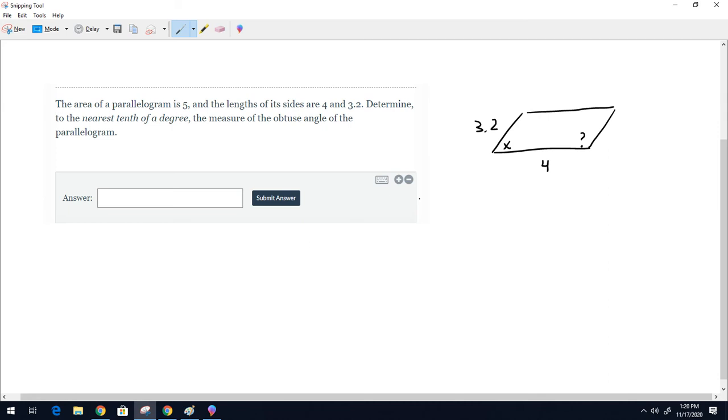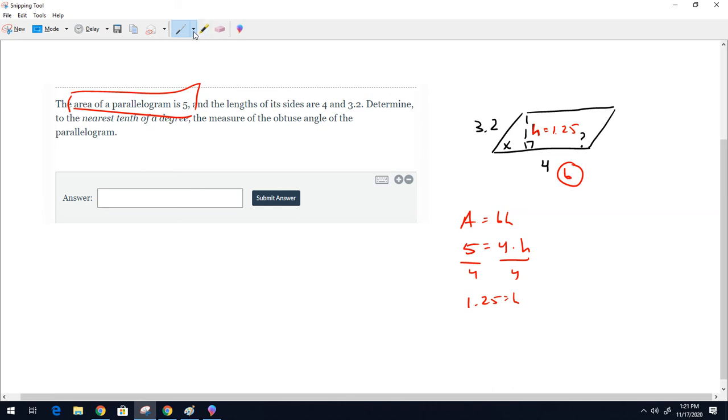And we're going to do the very same thing we did in the last problem. We're going to draw down this height, meaning that 4 is going to be my base. Well, they gave you the area. The area is 5. You can find the height right now. Area equals base times height. 5 equals 4 times my height. Divide by 4, divide by 4. 5 divided by 4 is a nice even 1.25. And that's your height.